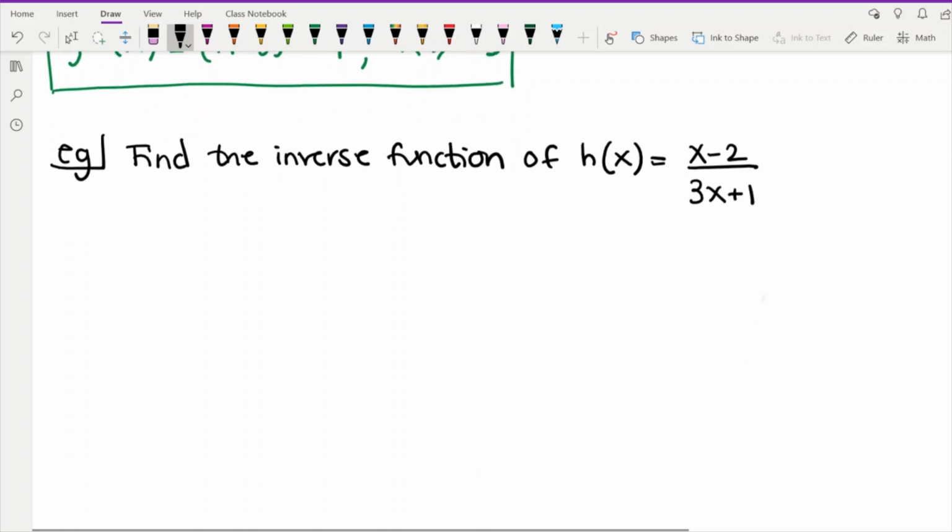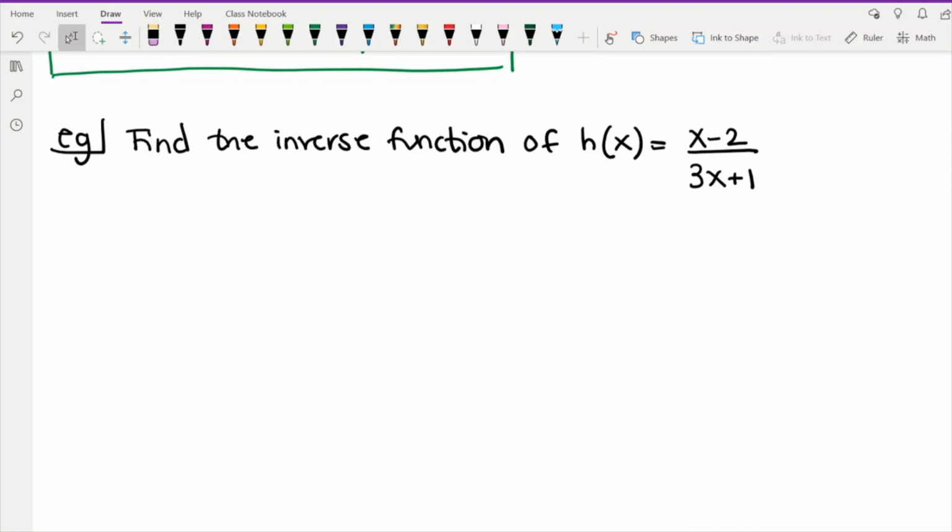Okay, so the initial steps are going to be exactly the same as in the last two. We're going to start by setting our function equal to y. So we have y is equal to x minus 2 over 3x plus 1. Remember that our goal is to solve this for x.